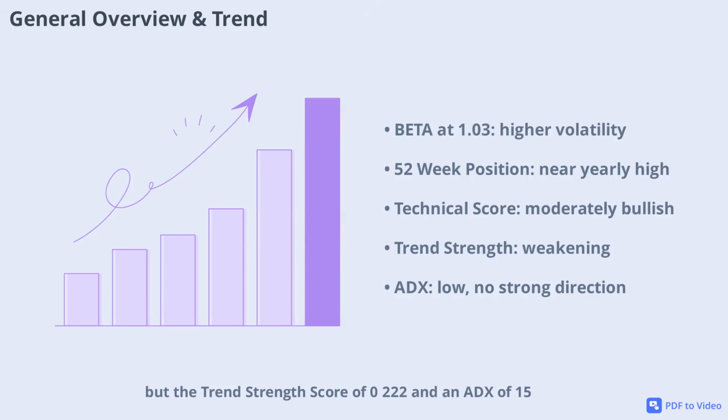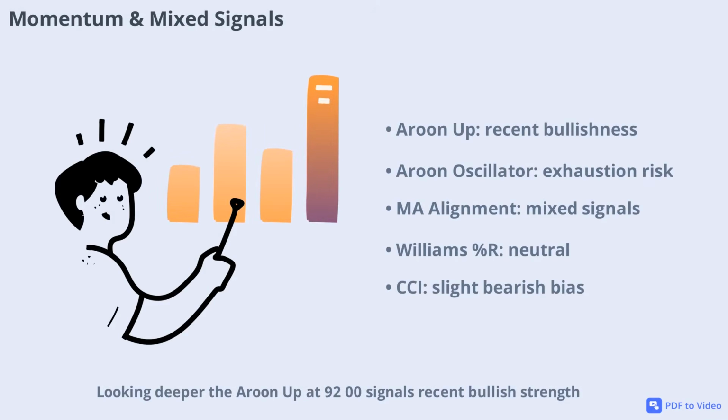But the trend strength score of 0.222 and an ADX of 15.02 both point to a weakening trend and lack of strong directional movement. Looking deeper, the Aroon Up at 92 signals recent bullish strength, but the Aroon oscillator at 57.14 hints at possible exhaustion. Moving averages are mixed, with the MA alignment at 1 reflecting conflicting signals across different timeframes. Williams %R at -51.5 and CCI at 8.7 both suggest neutral momentum with a slight bearish bias. These indicators together paint a picture of a stock that's lost some of its recent upward momentum and is now in a wait-and-see phase.